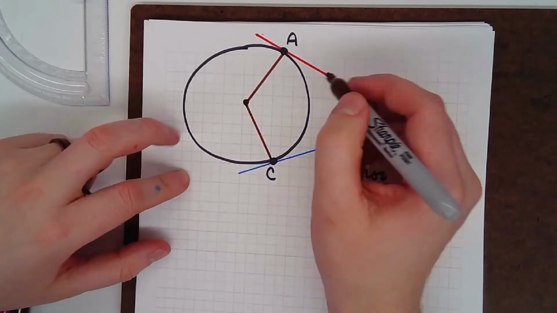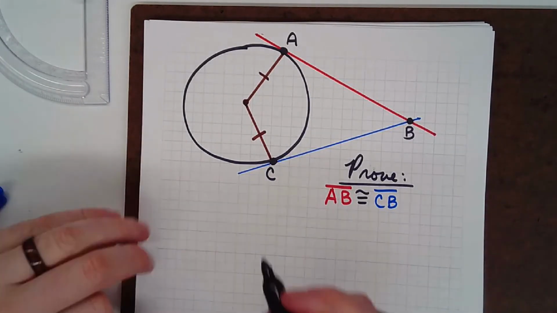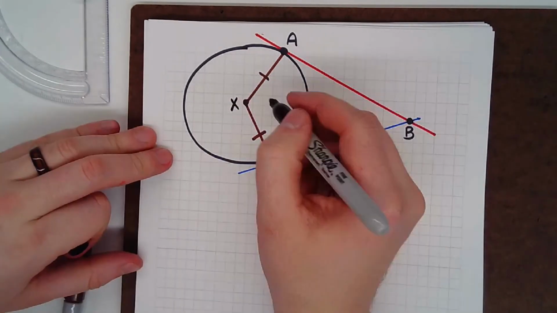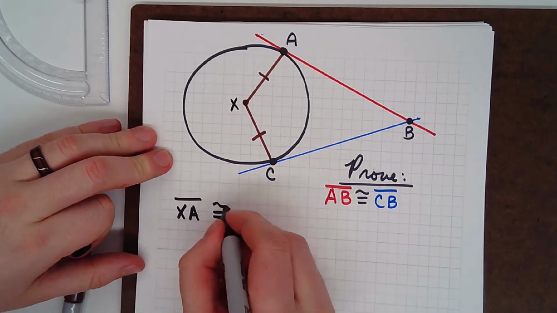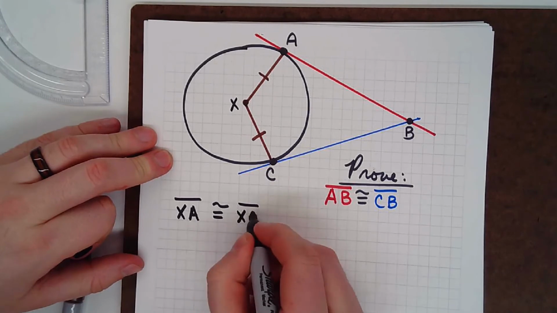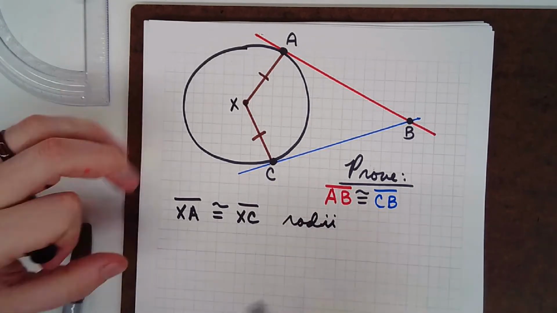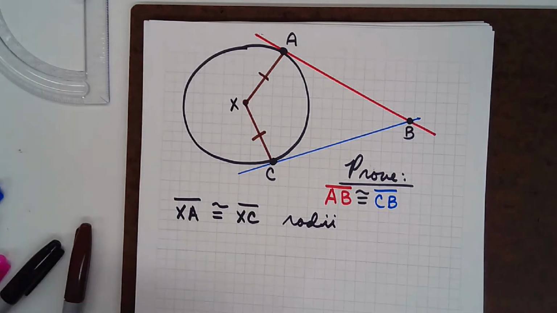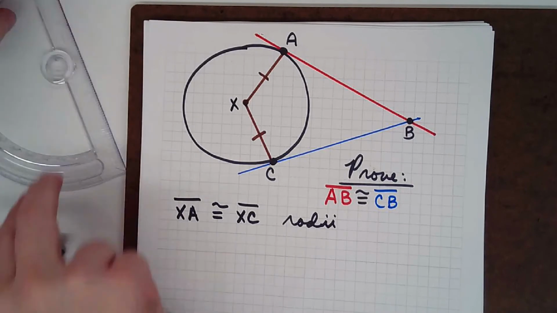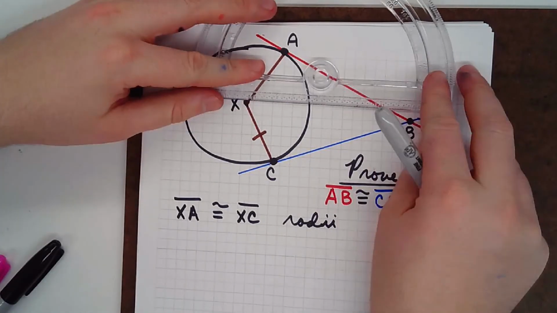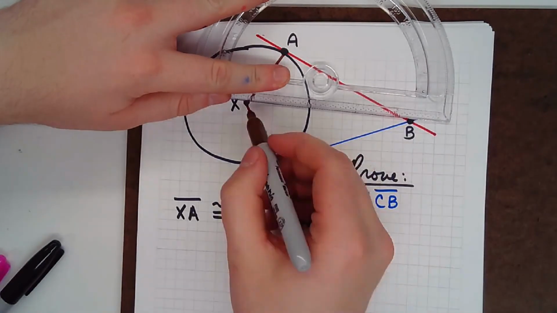So I'm going to write that. Let's call this point X. So we know that XA is congruent to XC because radii. Cool. And then if we also construct a line between X and B, like this, we've created for ourselves two triangles.